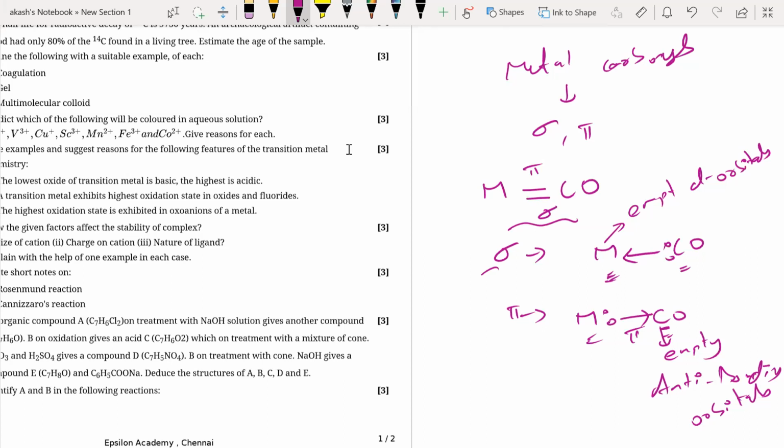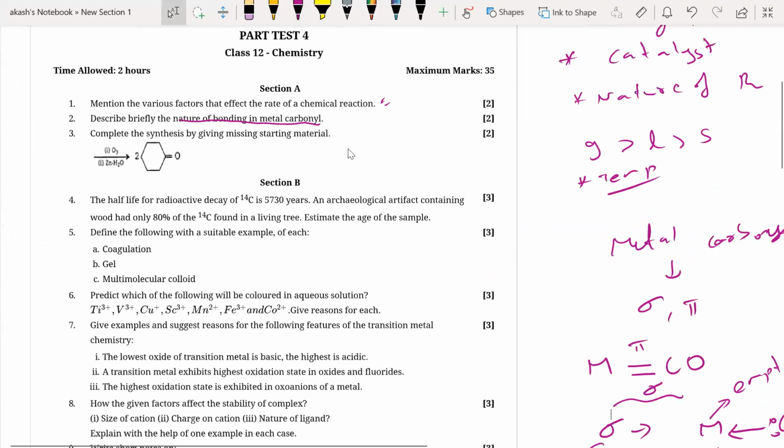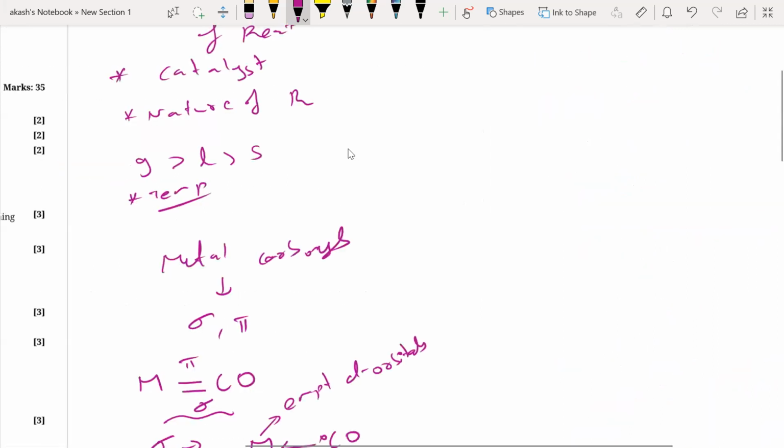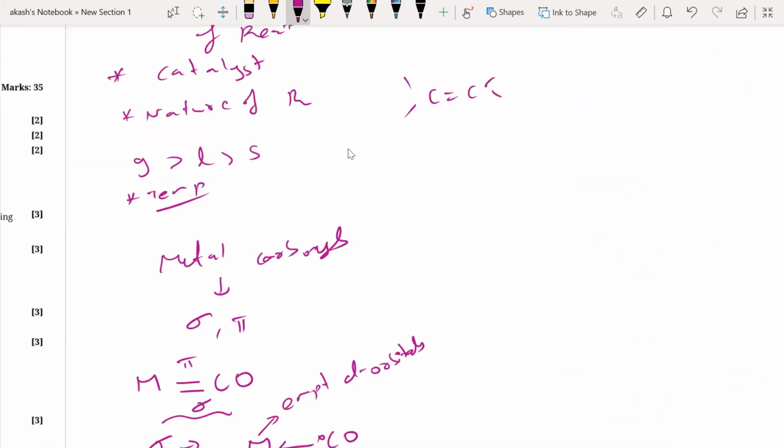Okay, next. Complete the synthesis by giving the missing starting material. Okay, now they are saying that this is something about ozonolysis, O3 in the presence of zinc and water, and you're forming two moles of the same compound, right? Now there is a trick. I taught you this. Say if I have C double bond C and I go for ozonolysis. Now, what happens? I told you to remember it like this. We will break this C double bond C and put oxygen on each side. So you'll be getting two moles of C double bond O. That is how it happens. Exchange your C double bond C with C double bond O.